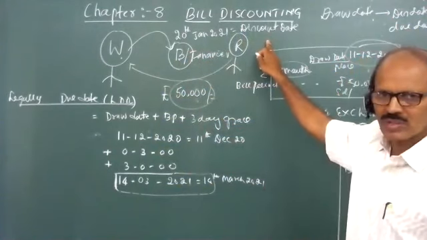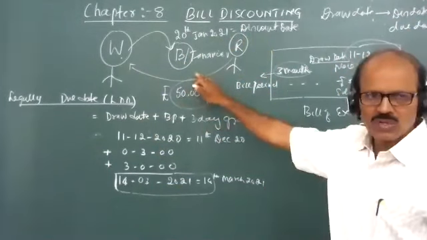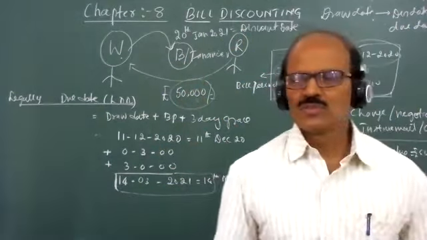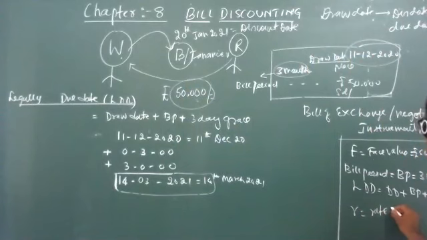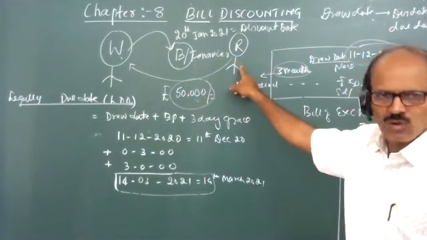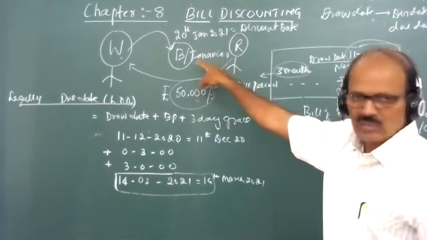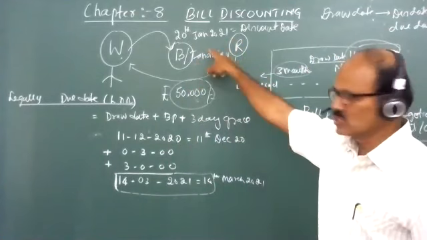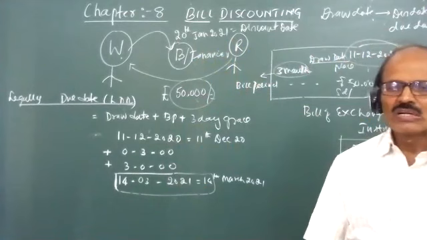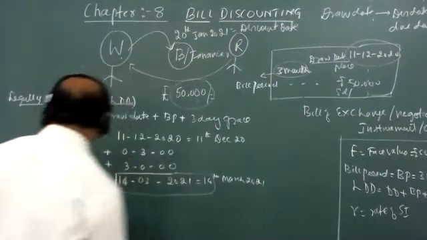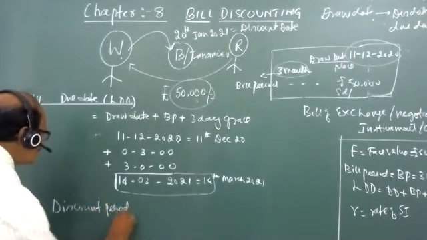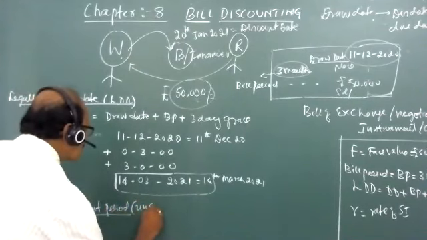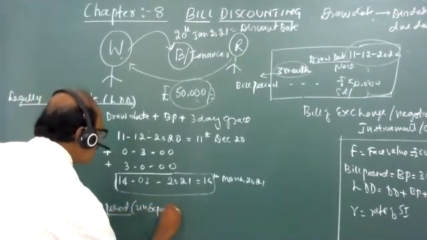On 20th January. Now, what will the banker do? He will charge a nominal rate of interest. That is called R. So what is R? Rate of interest, the rate of simple interest charged by the banker on what period? Between this period. Which period? The period between the due date and the discount date. That period is called the discount period. It is also called the unexpired period.